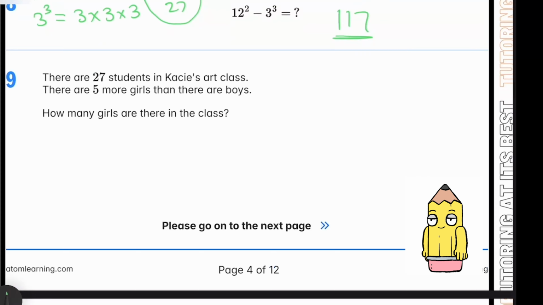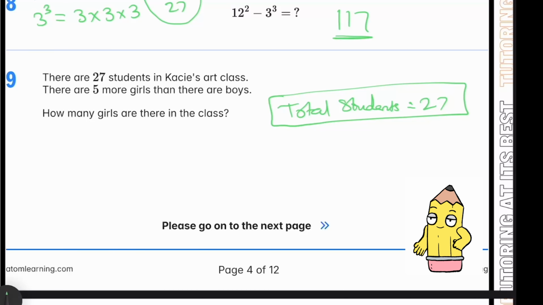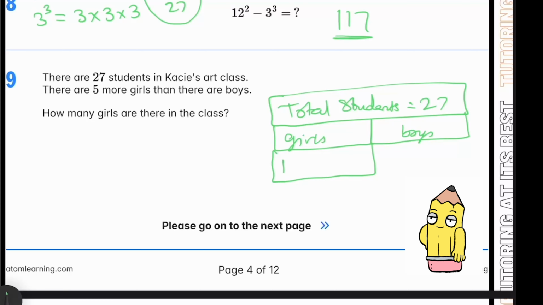Okay, question 9. There are 27 students in Casey's art class, and there are 5 more girls than there are boys. So how many girls are there in the class? Well, questions like these are often easier to solve by sketching out the problem. So I'm going to use a bar model here. I've got my total students equaling 27. And that is split into girls and boys. Please note that the girls is made up of boys plus 5.